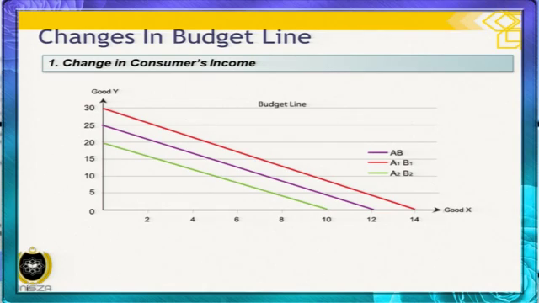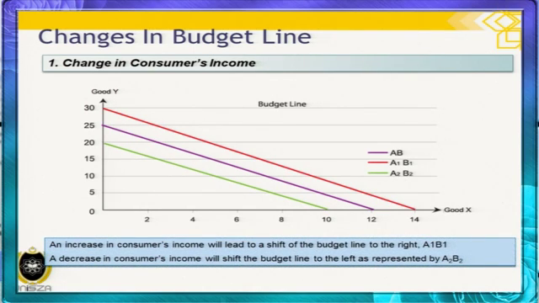So let's move to changes in the budget line. The first one is change in consumer income. An increase in consumer income will lead to a shift of the budget line to the right, A1, B1. Meanwhile, a decrease in consumer income will shift the budget line to the left, as represented by A2, B2.